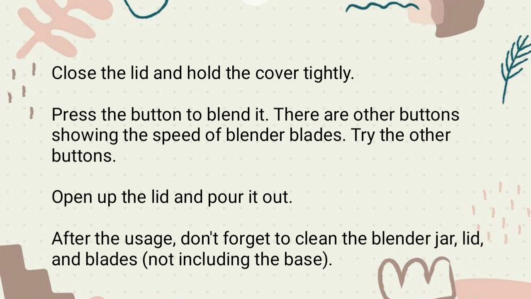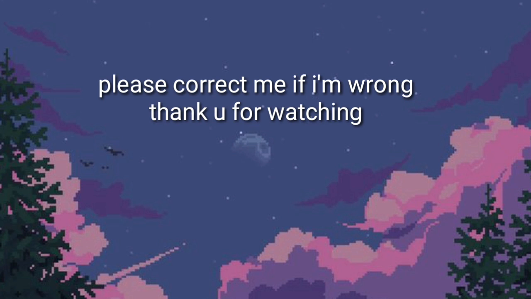After that, press the button to blend it. There are other buttons showing the speed of blender blades. Try the other buttons. After that, open up the lid and pour it out. And the last step is after the usage, don't forget to clean the blender jar, lid, and blades, not including the base. That is steps how to use Blender.